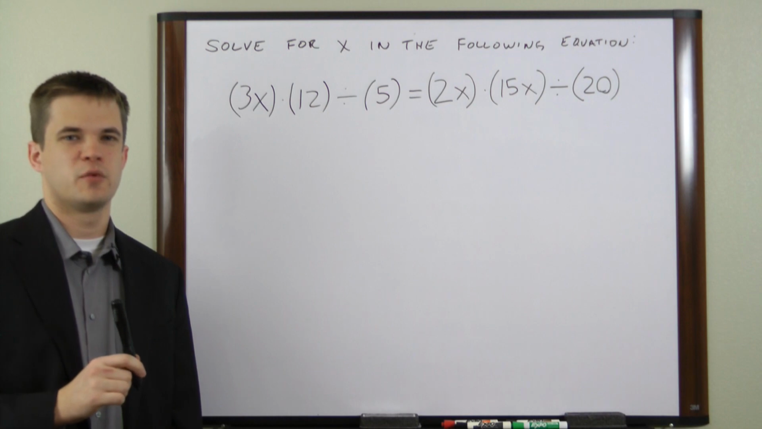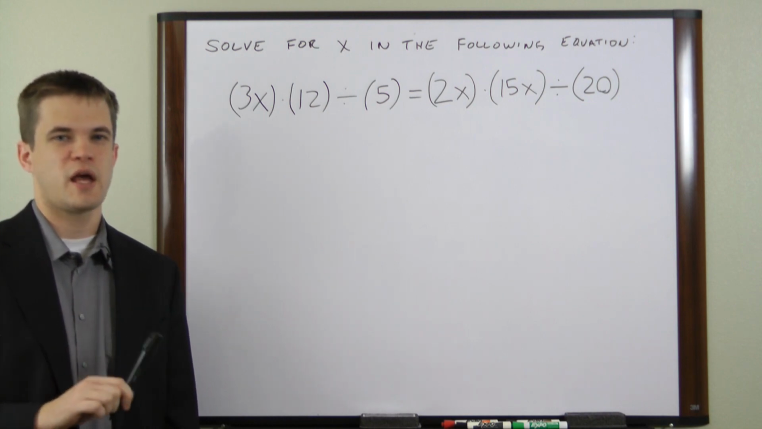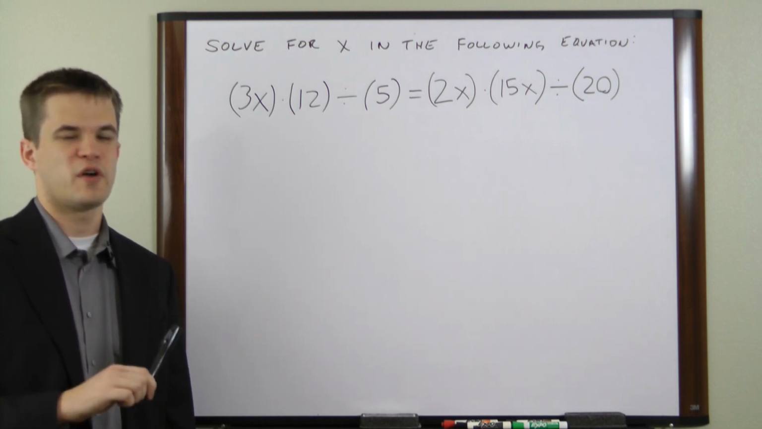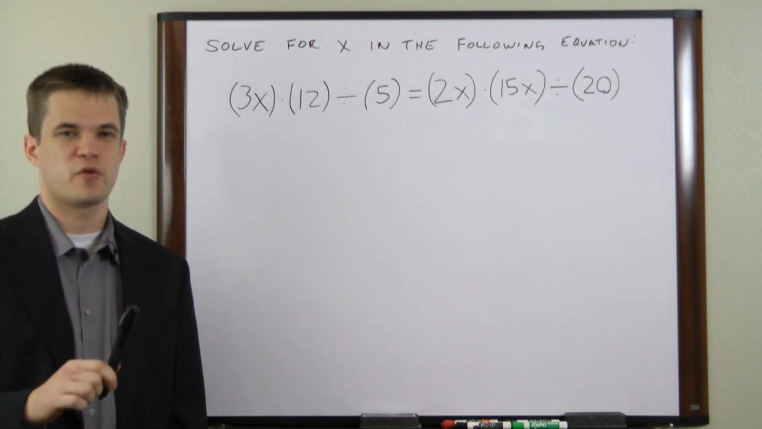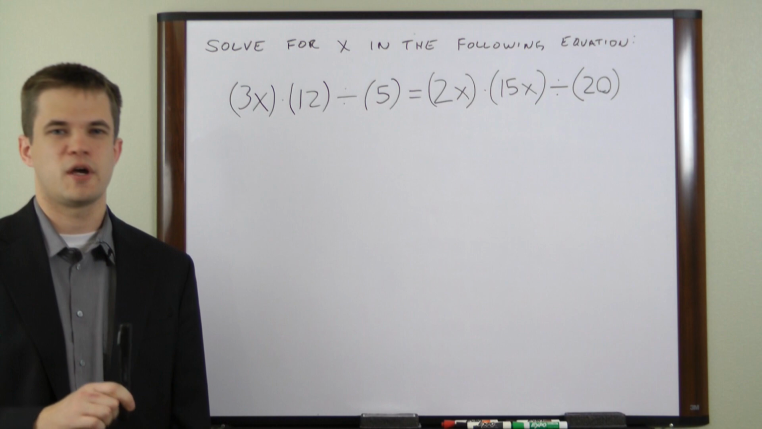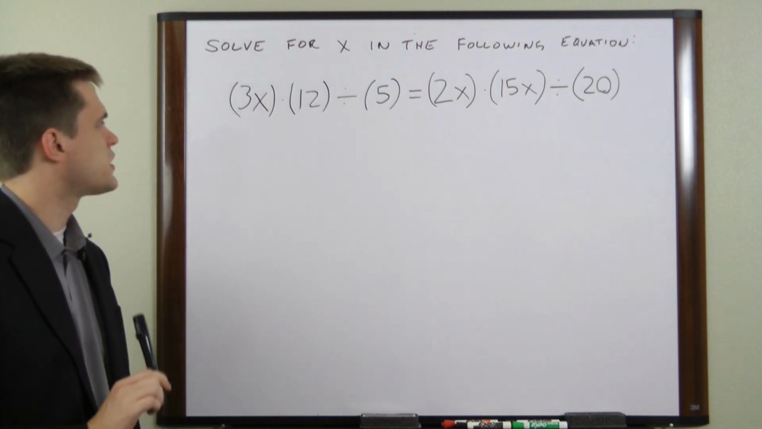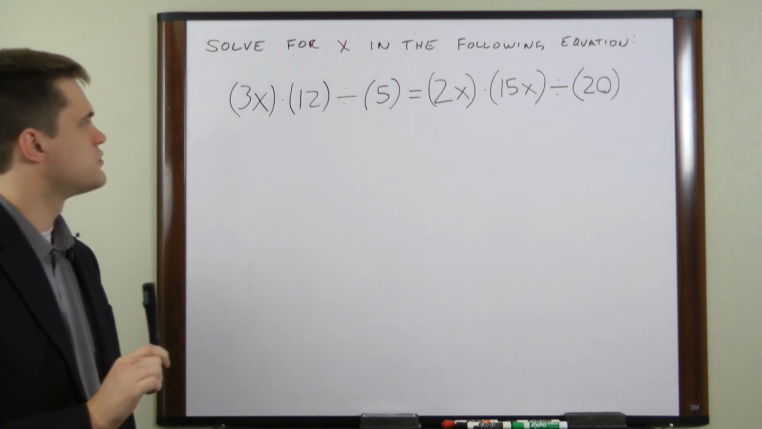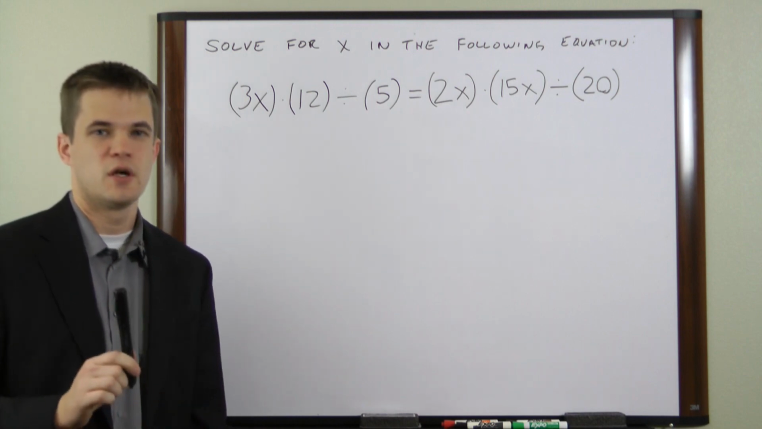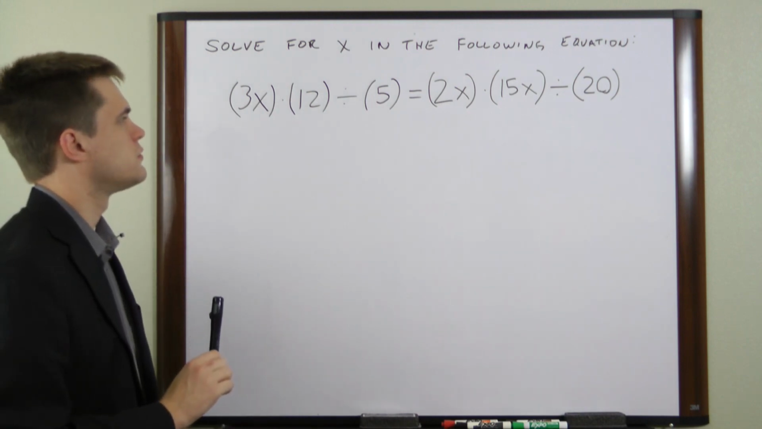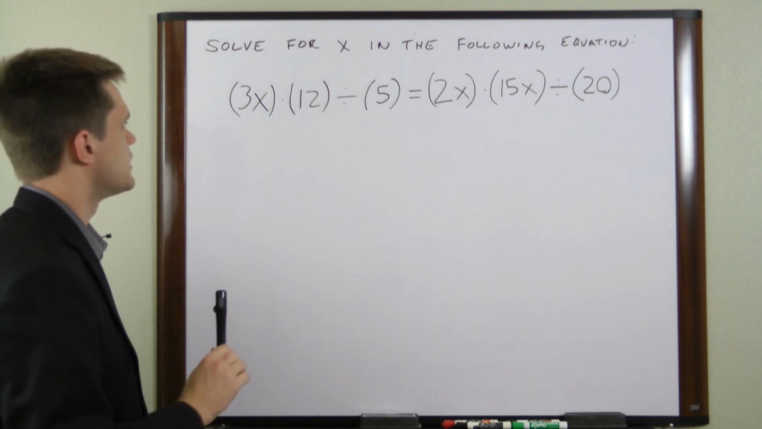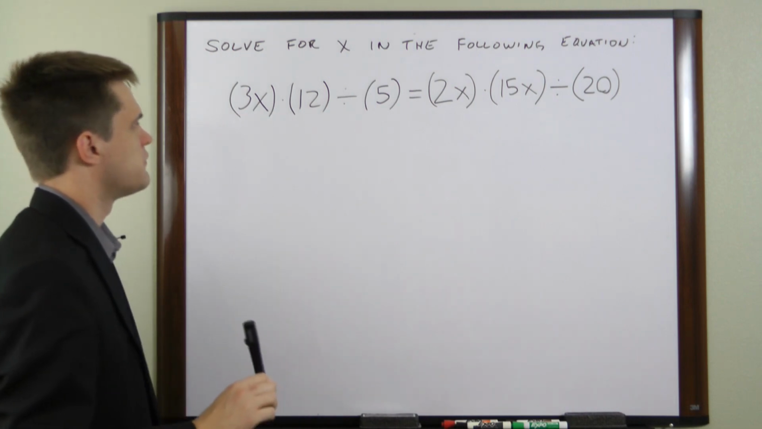To solve a single variable equation, all you have to do is isolate x on one side of the equation and move everything else to the other side. And you do that by performing the same operations on each side of the equals sign. In this example here, we're going to have to use multiplication and division to isolate x. So the first thing we want to do in solving this problem is to rewrite it in a simplified form.